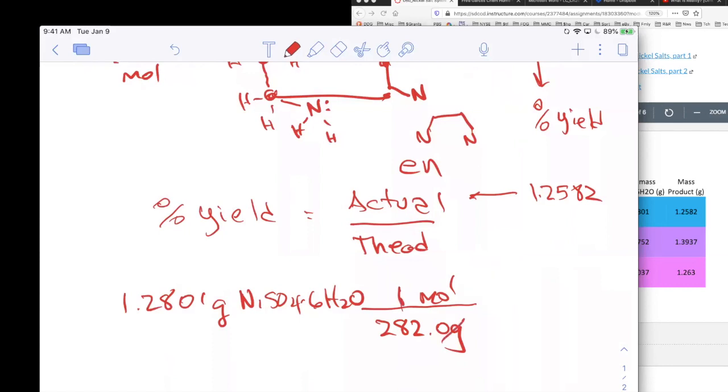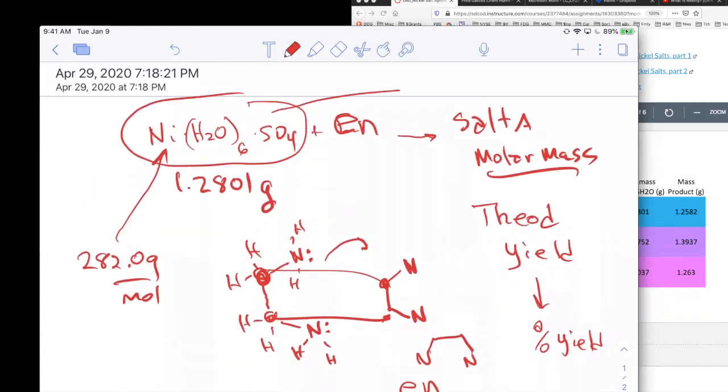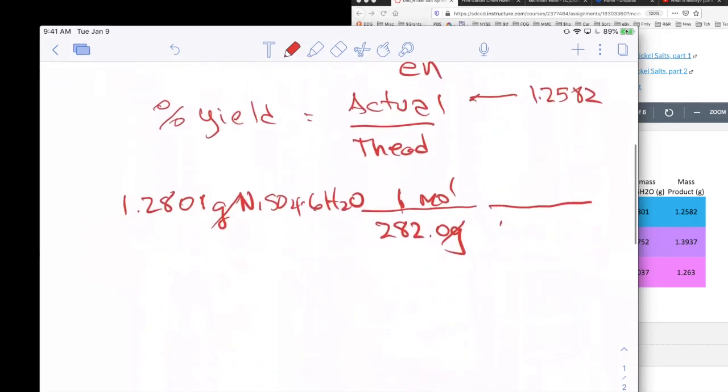So that grams that we started with is converted to moles of your starting. And in the balance equation, it's a 1-to-1 ratio because for every 1 starting material that you have, you form 1 mole of that product because the nickels are going to be the same. You're going to assume that you lose no nickel. And so the nickel, because this is in excess, is your limiting reagent. So it's a 1-to-1 ratio. It basically tells you that it's 1 mole of nickel sulfate hexahydrate to 1 mole of salt A.